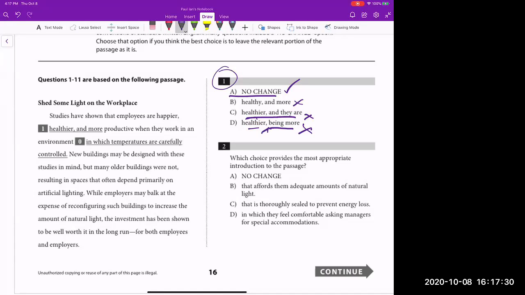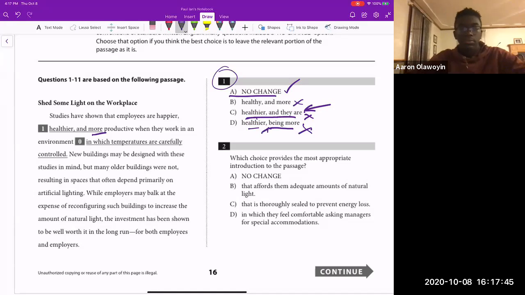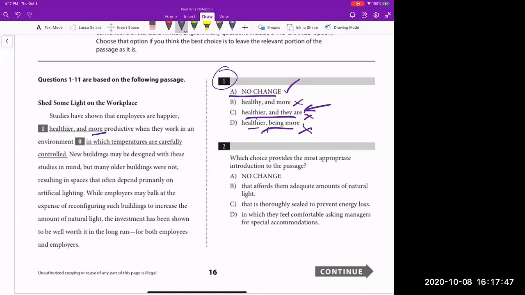Then you have healthier. But you can't say productiver, right? That's wrong. So you have to add more there. If you don't have more there, then it's just the base level, not the same level as happier and healthier. So it can't be this one. So yeah, it's no change.